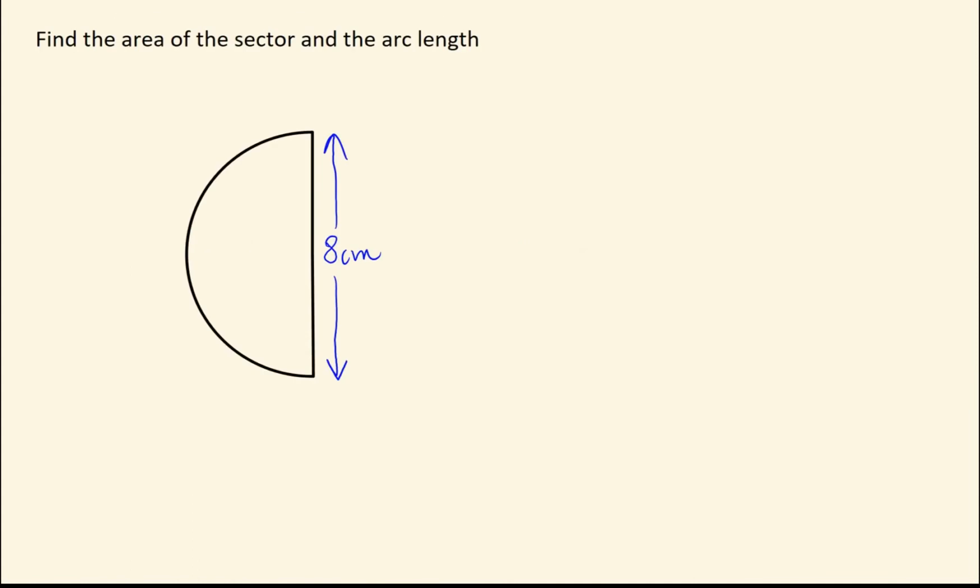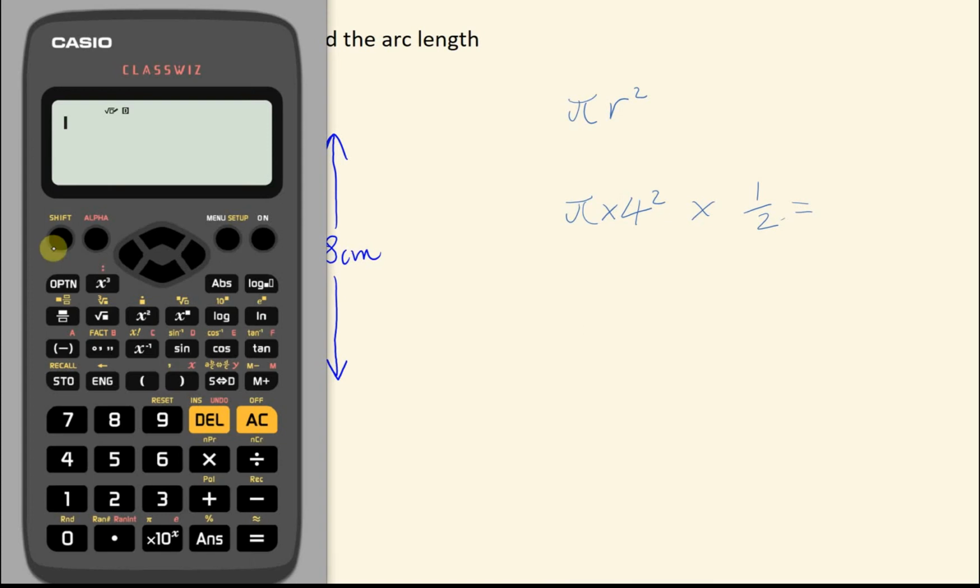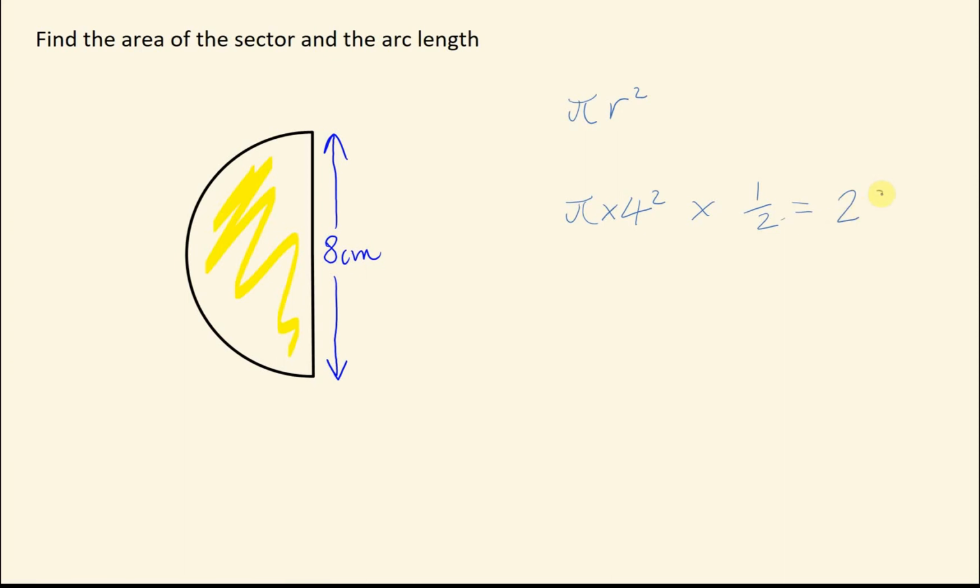So I want the area of the sector and the arc length. So area of the sector is this area here. For a full circle, we would do pi r squared. In this case, 8 is the diameter, so 4 would be the radius. I would then times by what fraction of a circle I've got. I've got half a circle, so therefore I must halve my answer. To work this out, we can just go to our calculator, do pi times 4 squared times a half, which gives you 8 pi if you want it in terms of pi, otherwise it is 25.1.